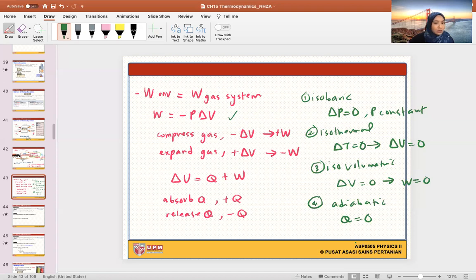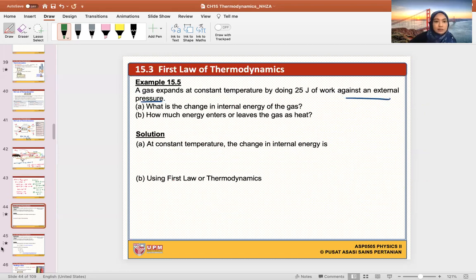When you come across a thermal process, you need to register in your head, okay, what is constant here? What is 0 here? So that is the first step to tackling any question about thermal processes. Okay, so let's move on to the question now.